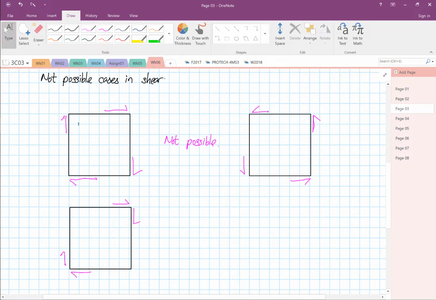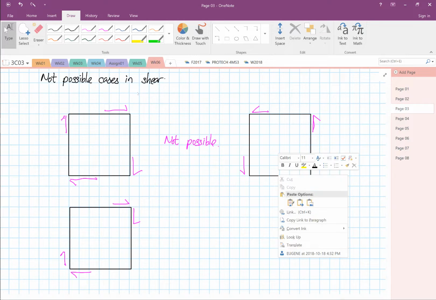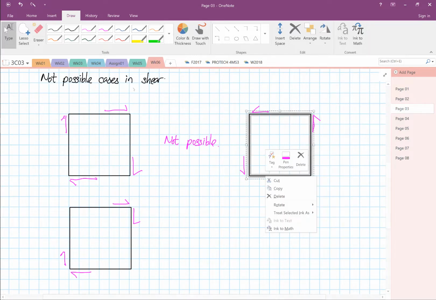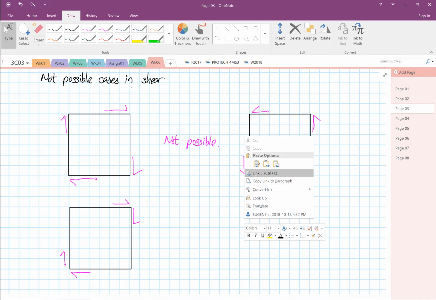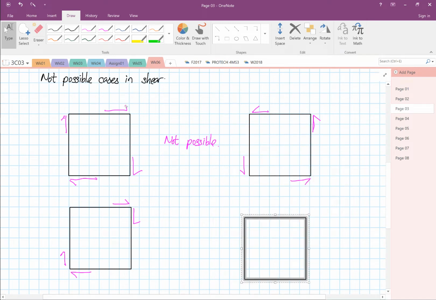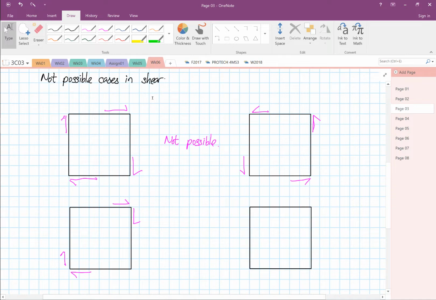Okay. So I'm going to draw the other side again. So these are the cases that are not possible. Okay, so you cannot draw it doing this sort of configuration at all. Okay, so it just basically tells you that the elements are rotating, so not possible.